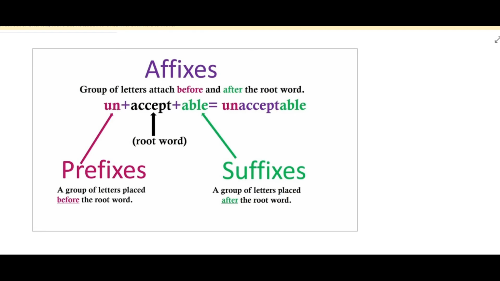Here we have more examples and more explanation about affixes. Simply, a group of letters attached before and after the root word. Root word means main word. Now the word accept is a root word, we can say this is the basic word. Now how can we add suffix and prefix to that? Un, this one, un is a prefix because it is used at the start of the word. In the same way, able, this is a suffix which is used at the end of the word.